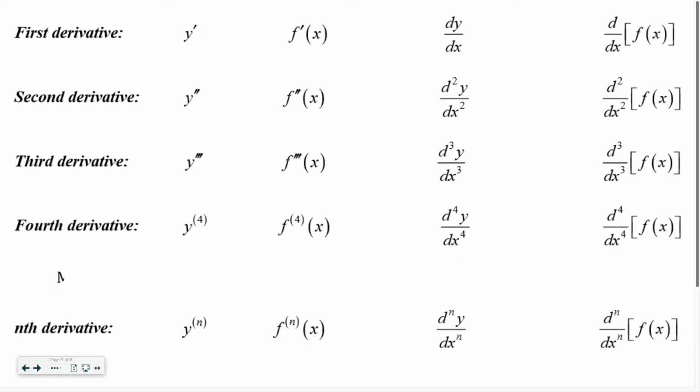Yeah, so this is just like the nth derivative. But once you get to the fourth derivative, those tick marks can become numbers. But notice how they're in parentheses. So it's not like y to the fourth, it's y, fourth derivative. Okay, do you see the difference?